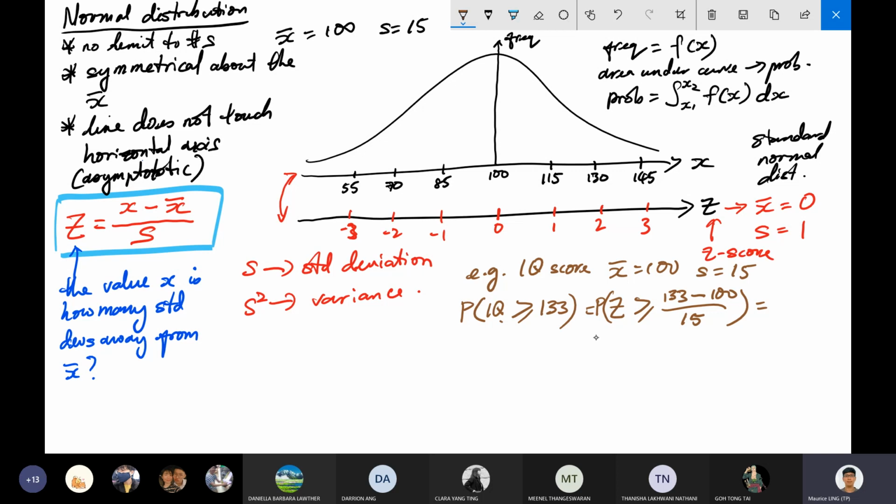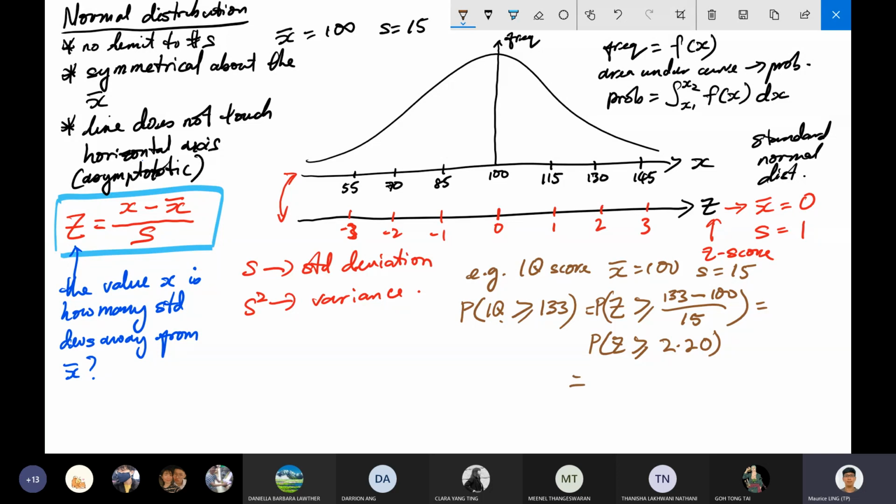So can somebody help me calculate? What is the value? 33 divided by 15. 2.2. 2.20, right? Yeah. Okay. So 2.20. How do we find the probability then?